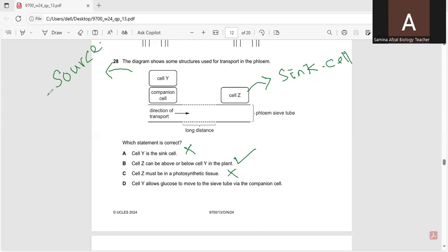Cell Y represents a source, as I have told you, so these sugars produced in source cells are primarily sucrose, not glucose, for transport in the phloem. So glucose is typically converted to sucrose before phloem loading. So food is not transported in the form of glucose, it is transported in the form of sucrose. So this is not the correct option, only B is the correct option.